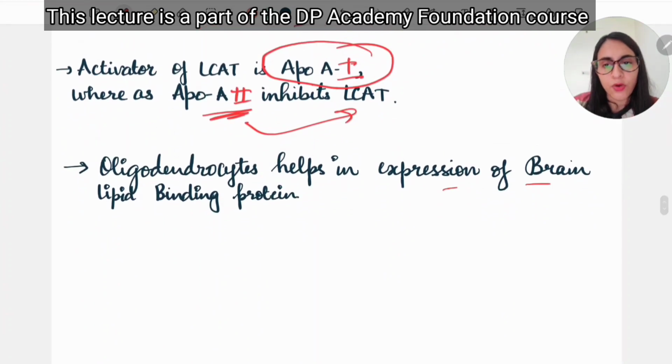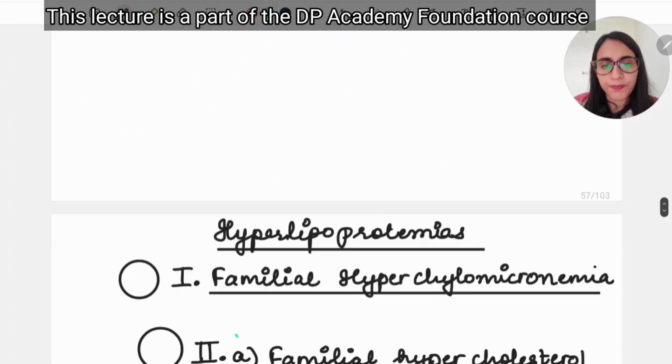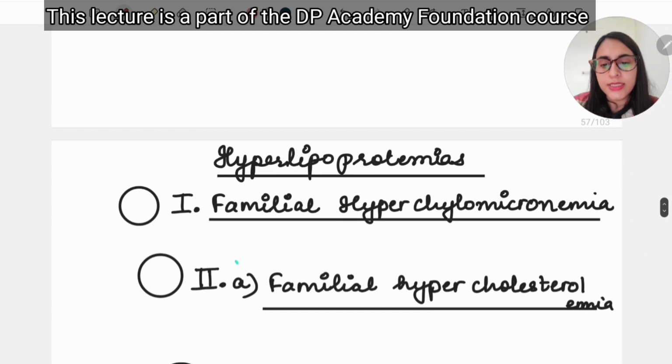Oligodendrocytes help in expression of the brain lipid binding protein. Now coming to the diseases related to lipidemia, the hyperlipoproteinemias. Basically there is going to be an increase in the lipoproteins in the body. Which lipoprotein is increased? Based on that we have a classification of the disease.